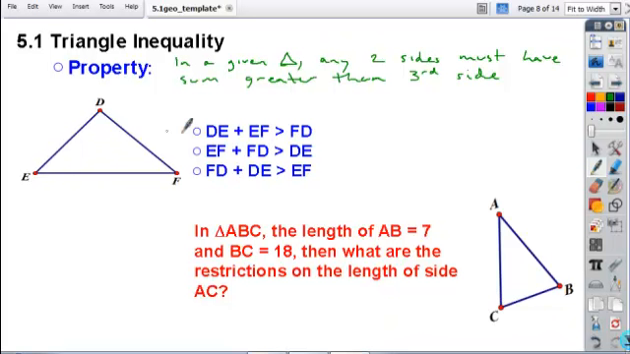Okay, so the way that it's set up visually here, DE plus EF has to be greater than FD, EF plus FD has to be greater than DE, and FD plus DE has to be greater than EF. That always has to hold true.